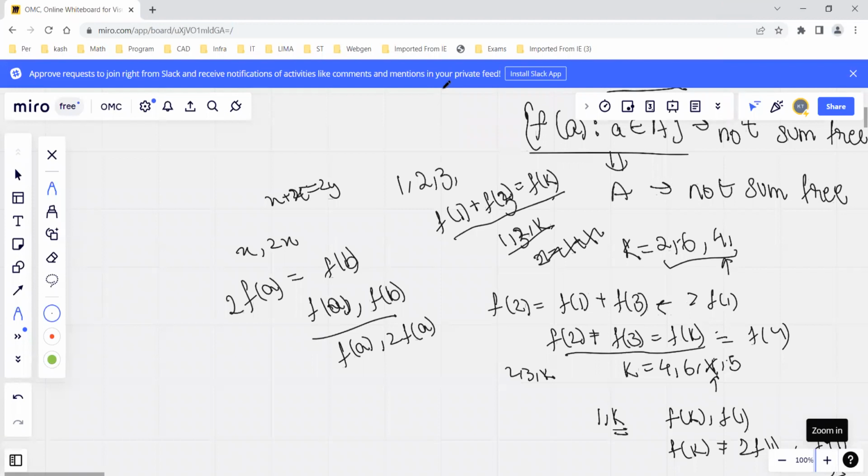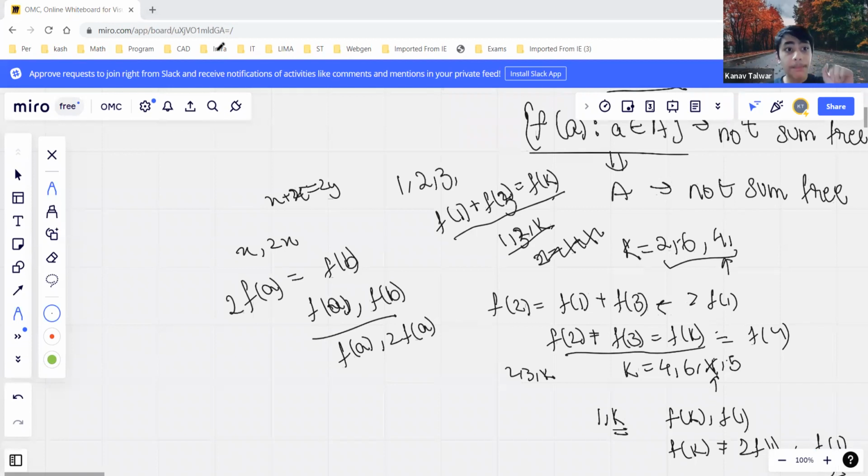Yes, so the image set must also not be sum free. Sorry, the original set also must not be sum free. That is, {a, b} must not be sum free. So what you're saying, Pranav, is that b equals 2a, or it also can be a/2. Do you get this?